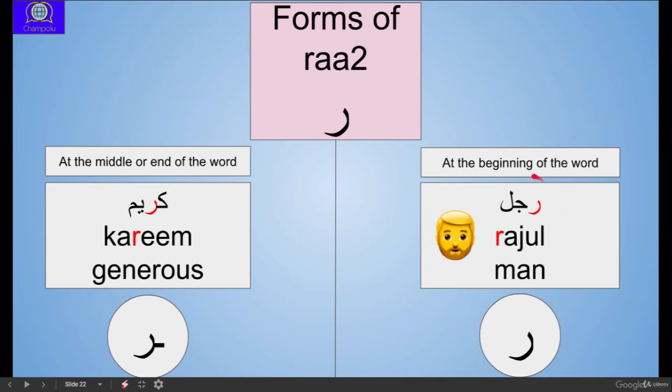So let's take an example for a word like rajul, which means man. You'll find that the letter ra takes the initial or separate form, while for a word like kareem, which means generous, you'll find that the ra is connected to the letter before it, which is kaf, and so it takes the medial or final form. This particular word kareem is important because it means generous, and it's a name of many people. And sometimes when people greet each other for the month of Ramadan, they say Ramadan Kareem, which means Ramadan is generous.